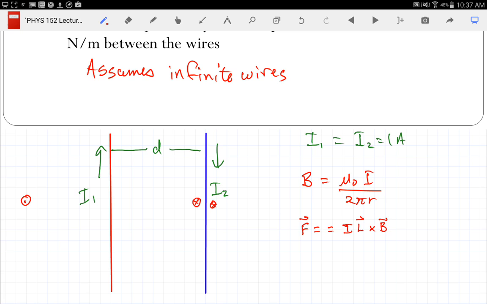So now I have the direction of the magnetic field. I know its strength is going to be mu naught I over 2 pi r. What was r? The distance. The distance from the wire to my magnetic field. So in my picture, what symbol do I use for that? D. D, right.